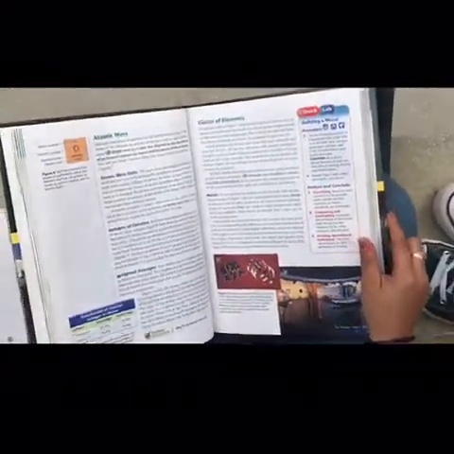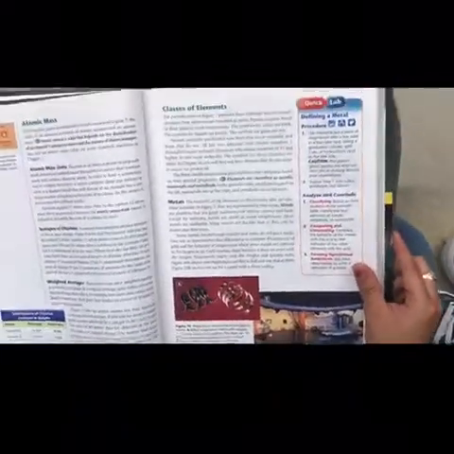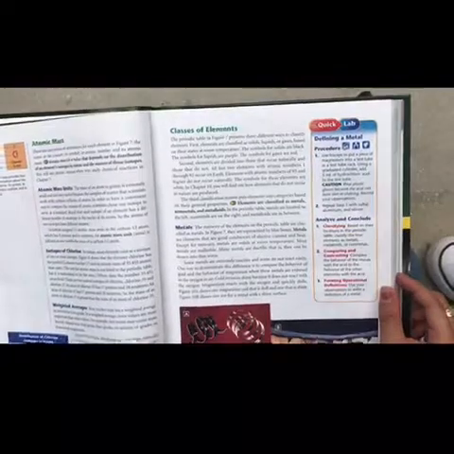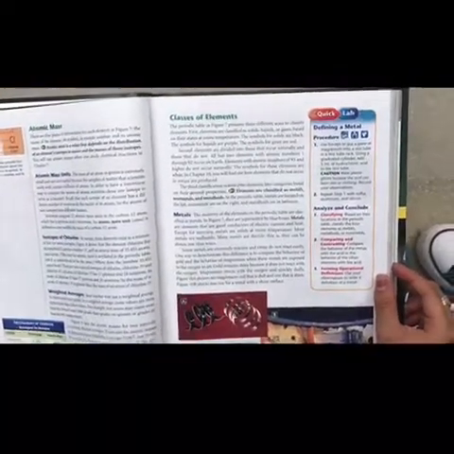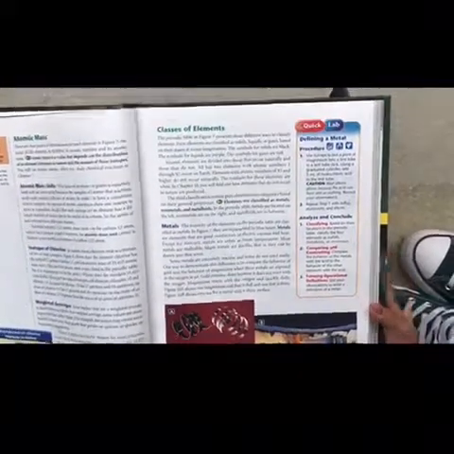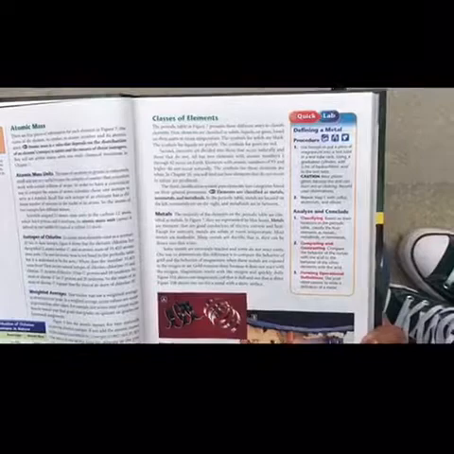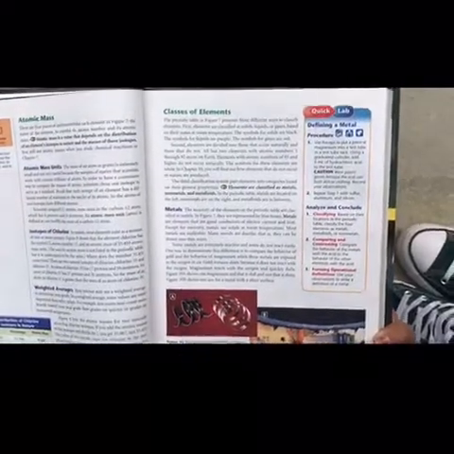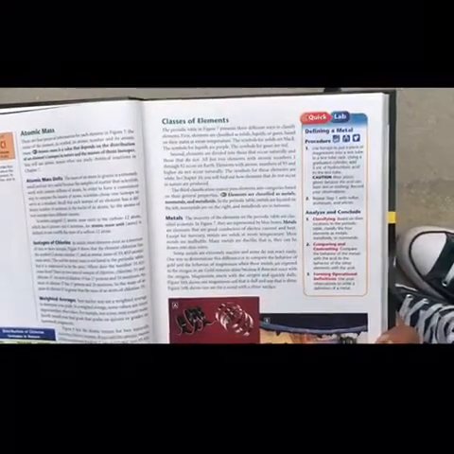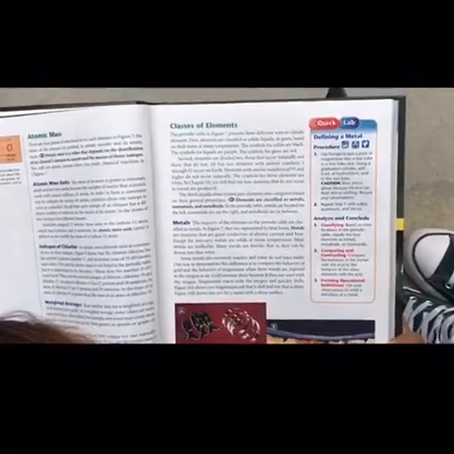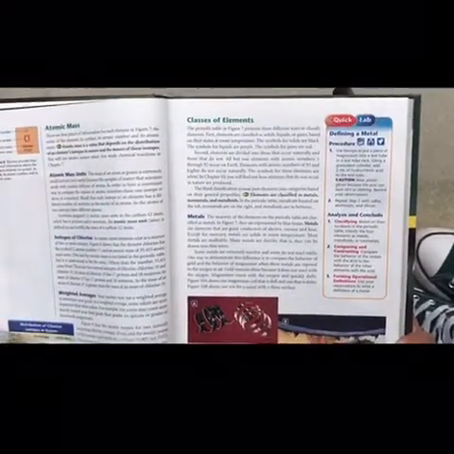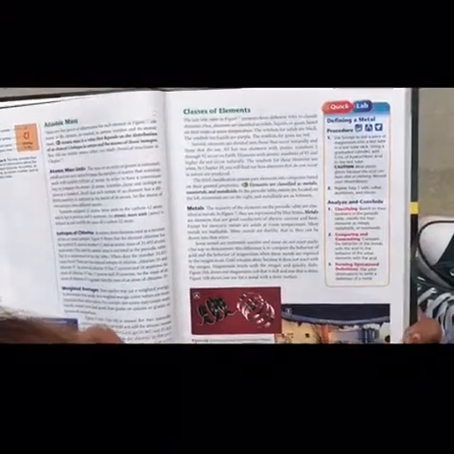Classes of elements. The periodic table in Figure 7 presents three different ways to classify elements. First, elements are classified as solids, liquids, or gases, based on their states at room temperature. The symbols for solids are black, the symbols for liquids are purple, and the symbols for gases are red. Second, elements are divided into those that occur naturally and those that do not. All but two elements with atomic numbers 1 through 92 occur on Earth. Elements with atomic numbers of 93 and higher do not occur naturally. The symbols for these elements are in white.